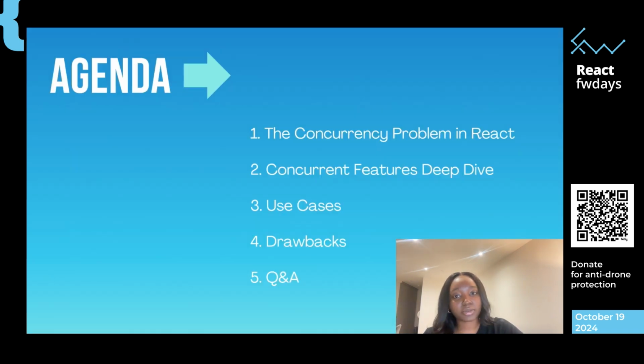So here's a quick agenda on the topics we're going to cover today, starting with the concurrency problem in React. Why are we talking about this? Why does concurrency exist? Then we're going to do a deep dive into some of the concurrent features that were introduced in React. I'll talk through some use cases and then some drawbacks, because as we know, there's always drawbacks. And then finally, we'll summarize, go through key takeaways, and then move on to Q&A.